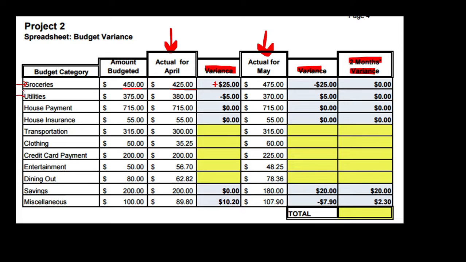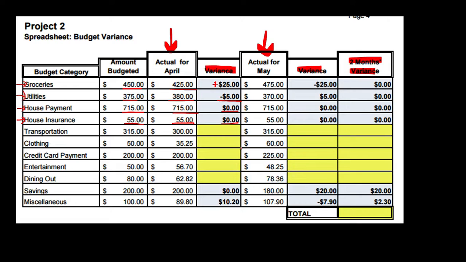If you look at utilities, you see that they budgeted $375 and actually spent $380, which means they exceeded their budget by $5, and that's how we end up with a negative variance. So it's a negative $5 variance because we went over by $5. For house payment, this is a fixed expense. So they budgeted $715 and as expected spent $715, which means there was no variance at all. Same thing for house insurance, another fixed expense. They budgeted $55 and spent $55, which gave them a 0 variance.